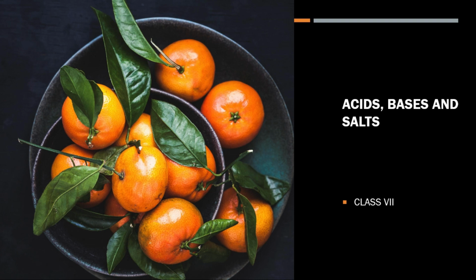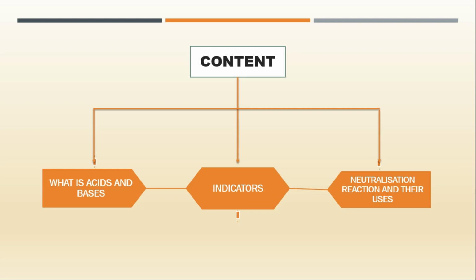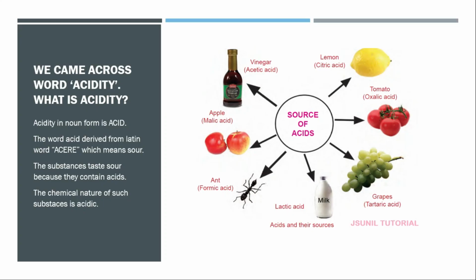Let's start today's topic. We have started acid, base, and salt, and the content of this topic was that we should know what is acid and base, and also what is an indicator. We have discussed what is acid and what is base, and also their differences. Along with that, we also got an idea of what an indicator is, right?